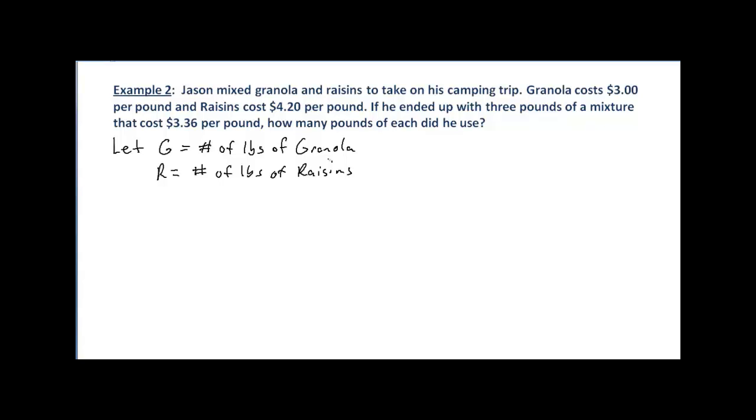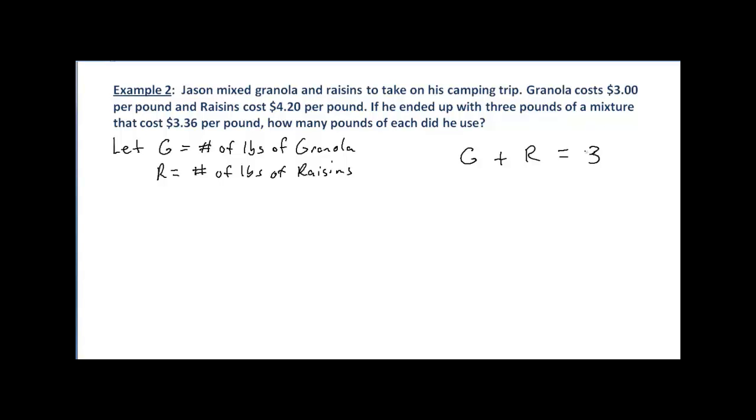It says if he ended up with 3 pounds of a mixture. So equation 1 would be the number of pounds of granola, which we use G, plus the number of pounds of raisins, R, would equal the total number of pounds that we make. So G plus R would equal 3.